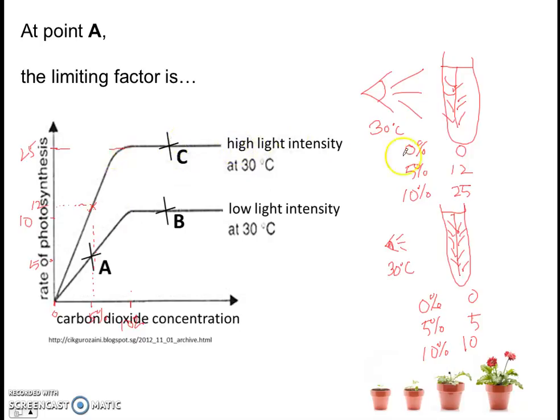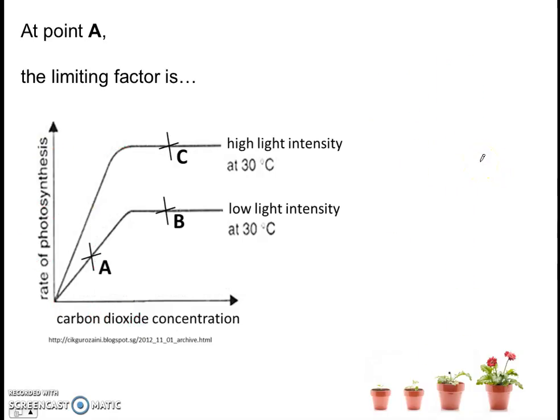It's from a plant grown in a high light intensity at 30 degrees, and then we just change the carbon dioxide concentration and measure the rate of photosynthesis at each concentration. Alright, so how do we actually interpret the graph and talk about limiting factors? Well, first at point A, what is the limiting factor? Now if I'm talking about point A, then you just need to focus on this curve, the lower curve.